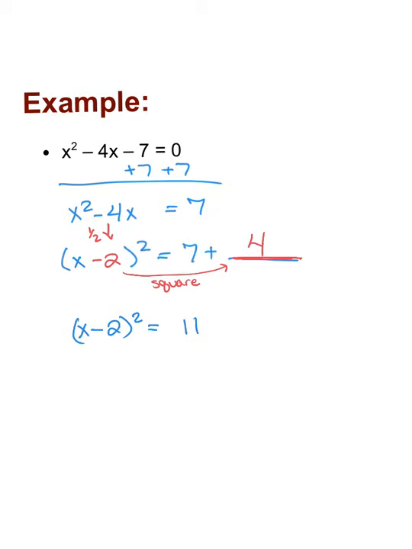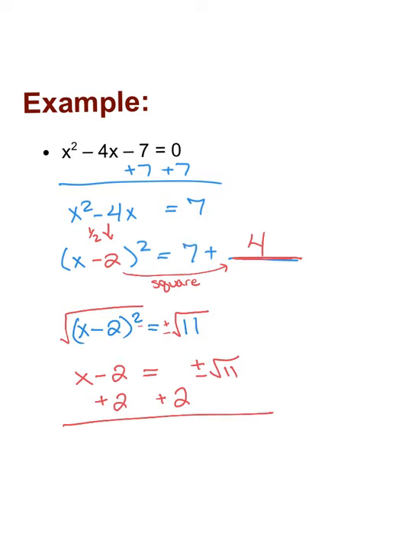Now we're going to solve. To get rid of a squared, right here, we're going to square root both sides. Remember, this is positive and negative. So the square root knocks out the square, and then I have plus or minus radical 11. And the last step to get the x by itself, I have to move the whole number to the other side, so I get x equals 2 plus or minus radical 11. And those are my answers.